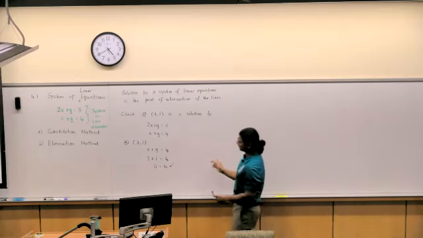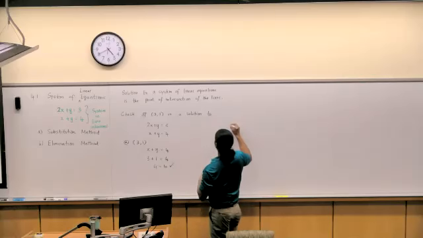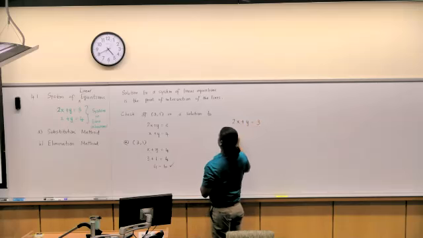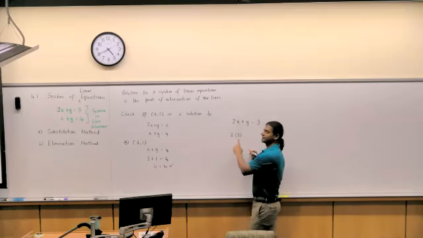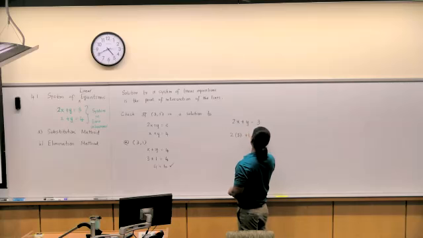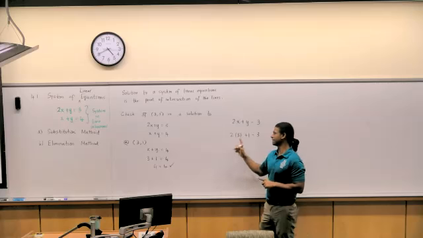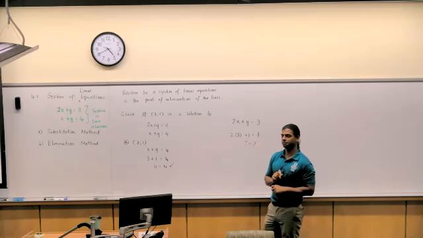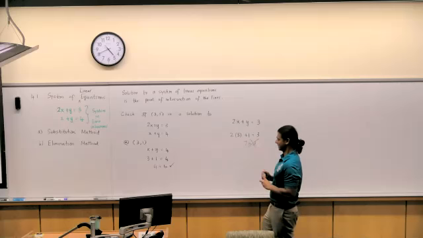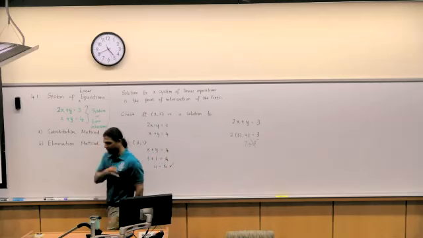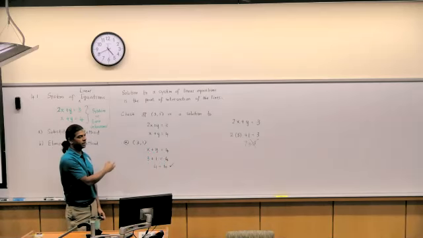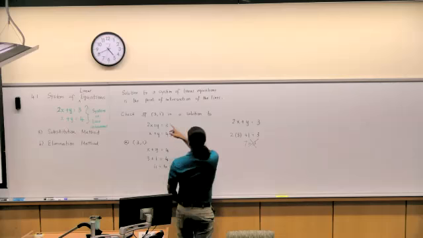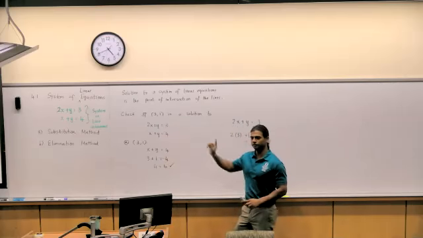But if you go back and plug in 3, 1 in the other equation, x is 3 and y is 1. 2 times 3 is 6, and 6 plus 1 is 7. Is 7 equal to 3? No, right? So the point satisfies one equation, but it doesn't satisfy the other equation. So 3, 1 is not a solution to that system.